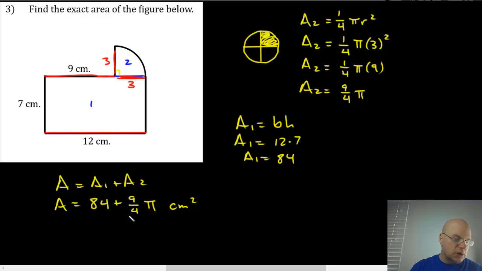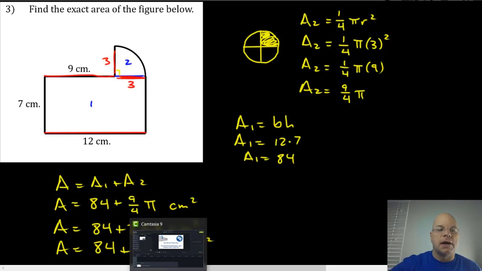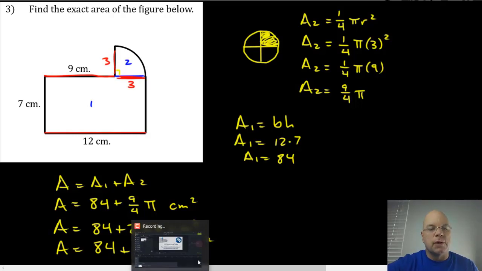Or if you expressed the 9/4 as a mixed number, you could say 84 plus 2 1/4 pi centimeters squared. Or if you express this as a decimal, you would have area equals 84 plus 2.25 pi centimeters squared. And any one of those is a good answer. They're all equivalent. Okay, that completes page 1. We'll pick up the review with page 2 on the next video.